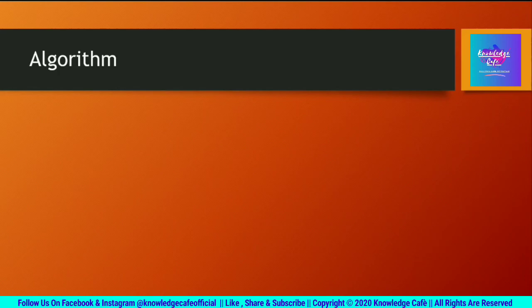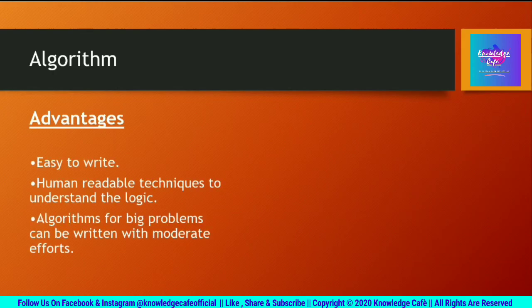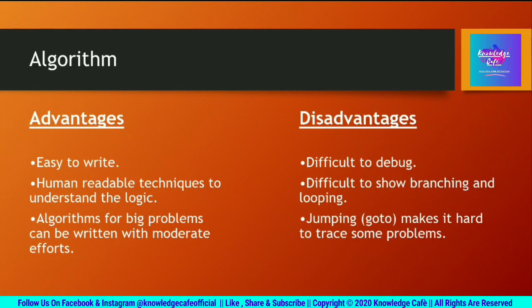Algorithms have many advantages and disadvantages. Let's see them. What are the advantages? Algorithms are an easy to write, human readable technique to understand the logic. An algorithm for a big problem can be written with moderate effort. Now what are the disadvantages? Difficult to debug, difficult to show branching and looping, and jumping, that means go to statements, and hard to trace some problems.